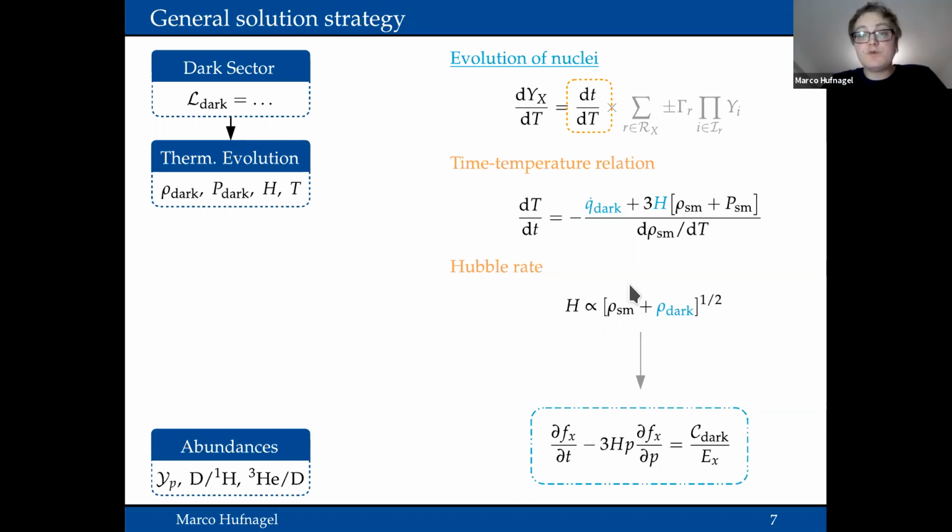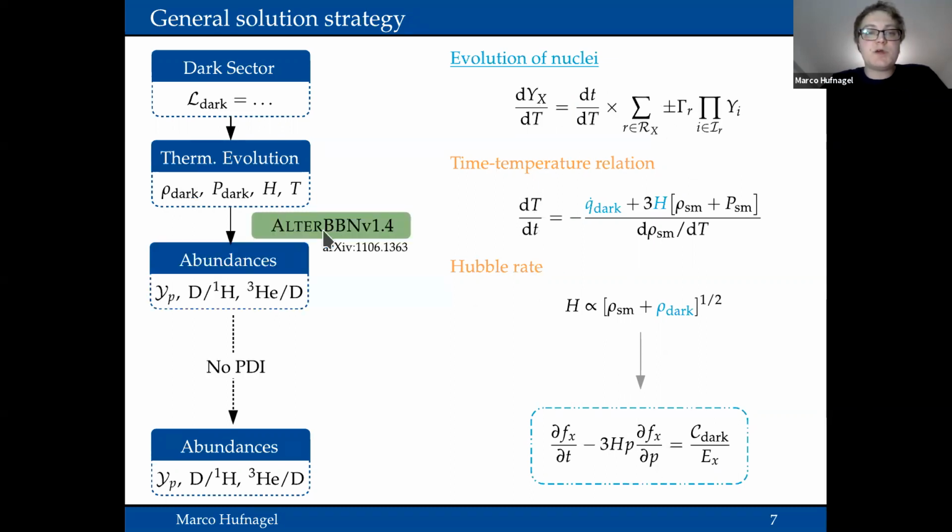But if we have the evolution, we can plug everything into the time-temperature relation and then solve this equation. And we do this by using the public code AlterBBN, which we modified in such a way that it actually can take a modified time-temperature relation. And this code then gives us the abundances at the end of BBN for this dark matter scenario. And if you don't have photodisintegration, then that's basically it. These are the abundances that you can compare with observations.